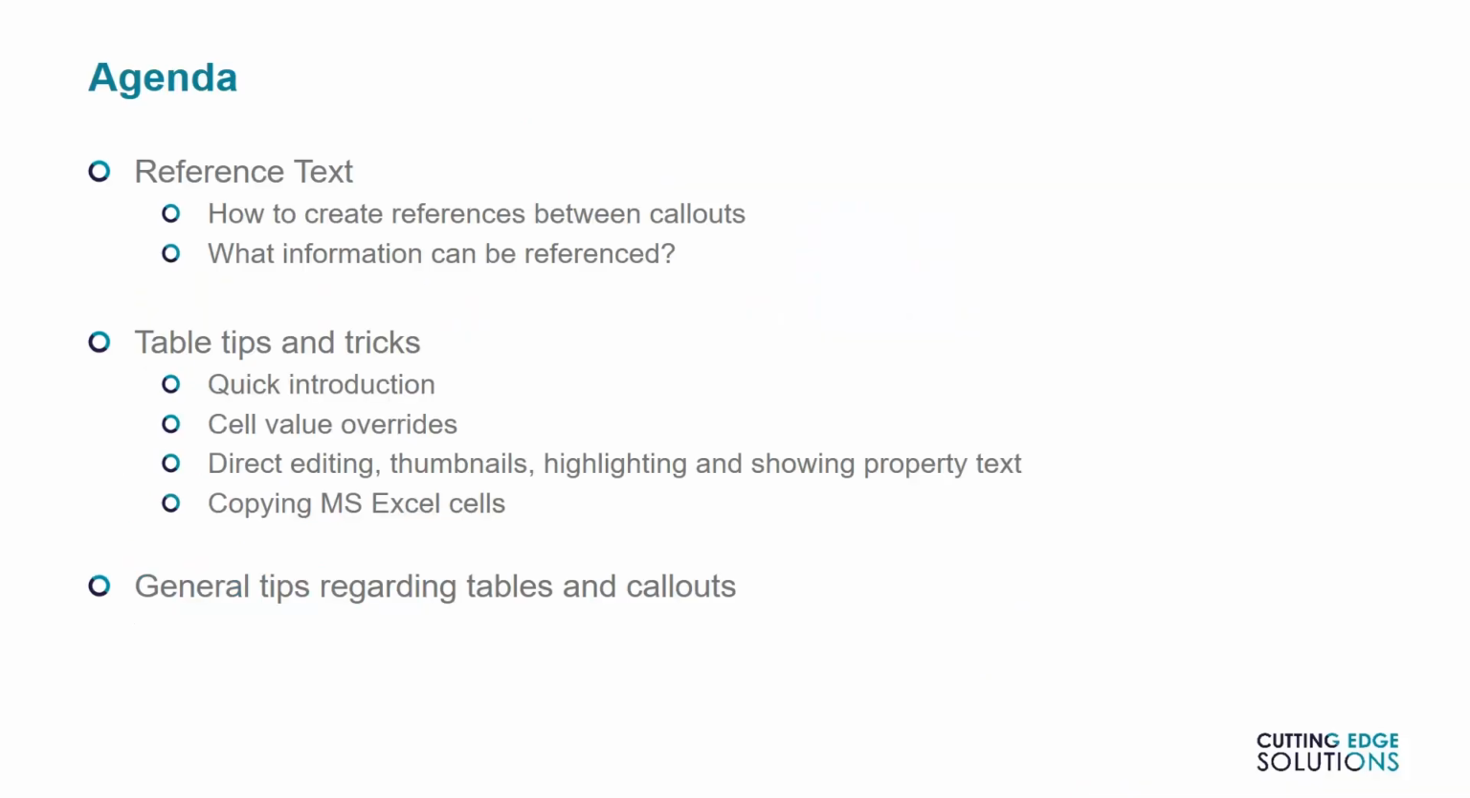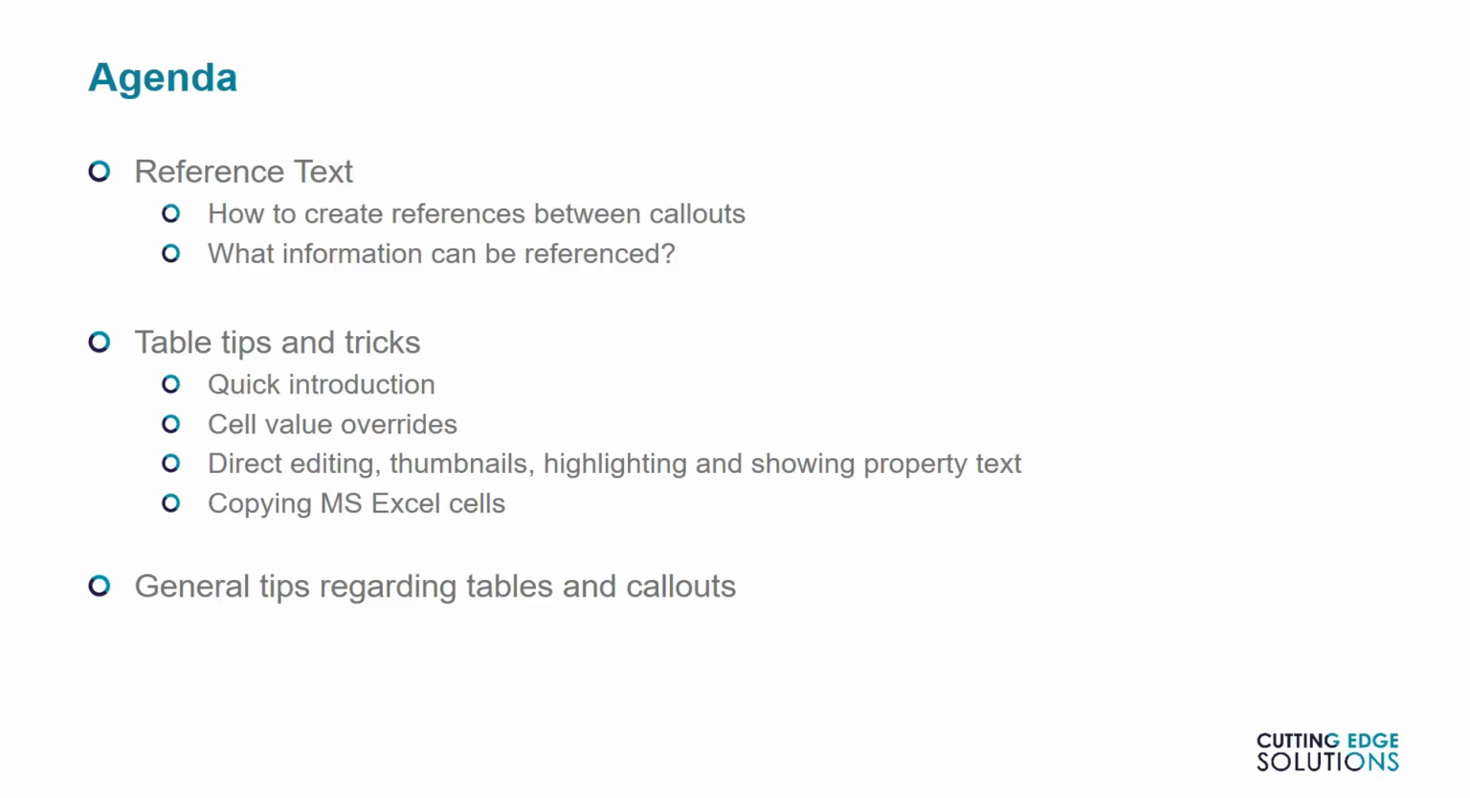To start with, we're going to look at how to create reference text from existing draft text, so that when you edit the original, the reference text will automatically update. It's also important to know what you can and cannot reference, so we'll discuss that briefly.